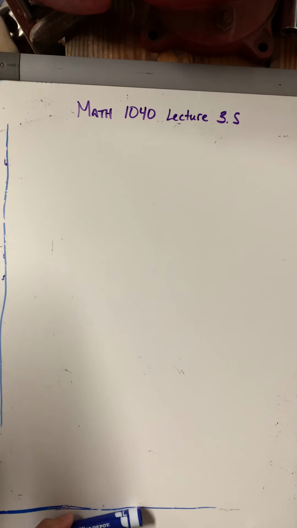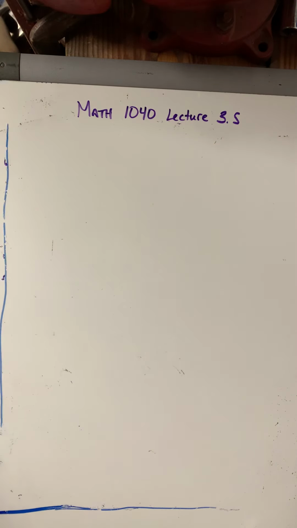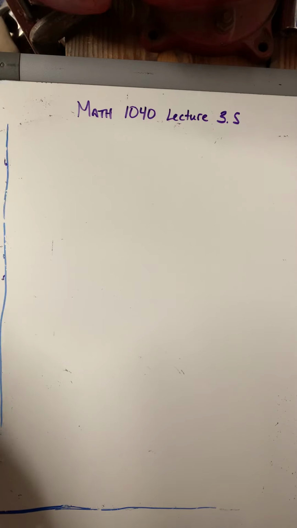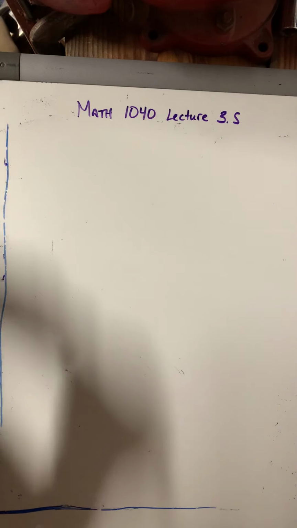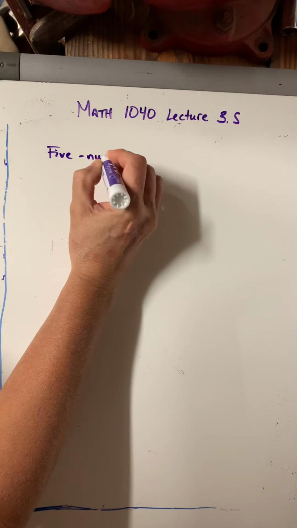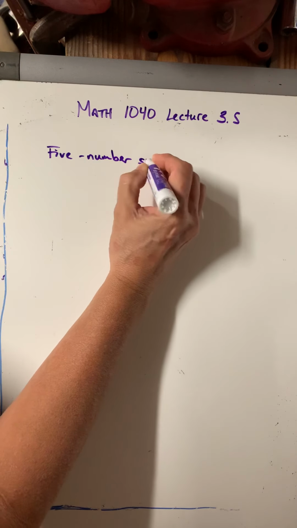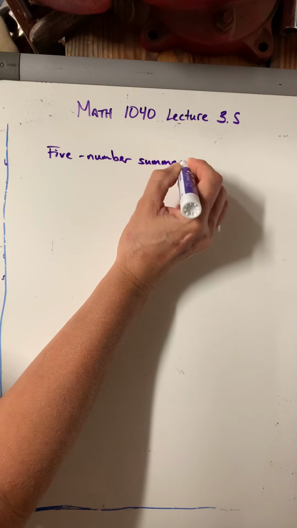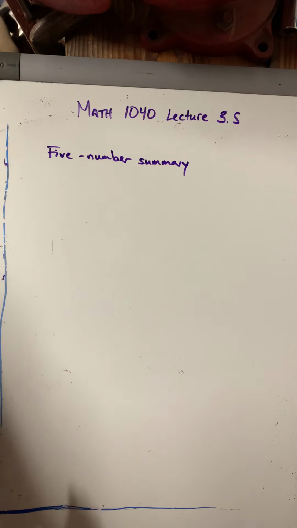This is lecture 3.5 for statistics. And today we're going to talk about a 5-number summary. So a 5-number summary is important to us because we are still trying to describe our data.